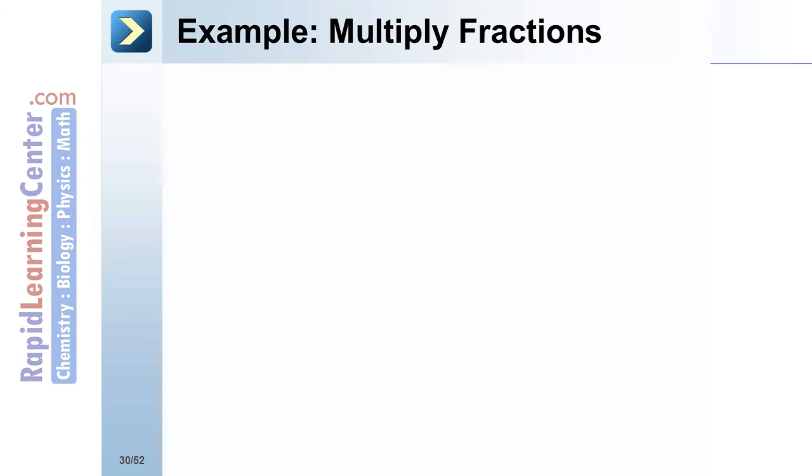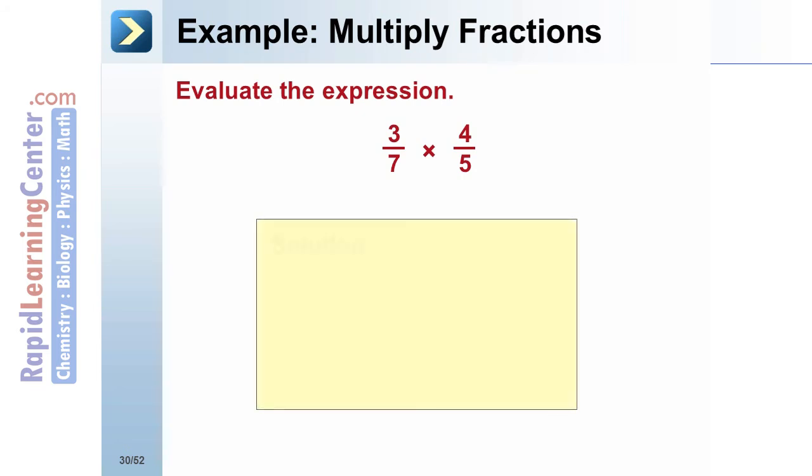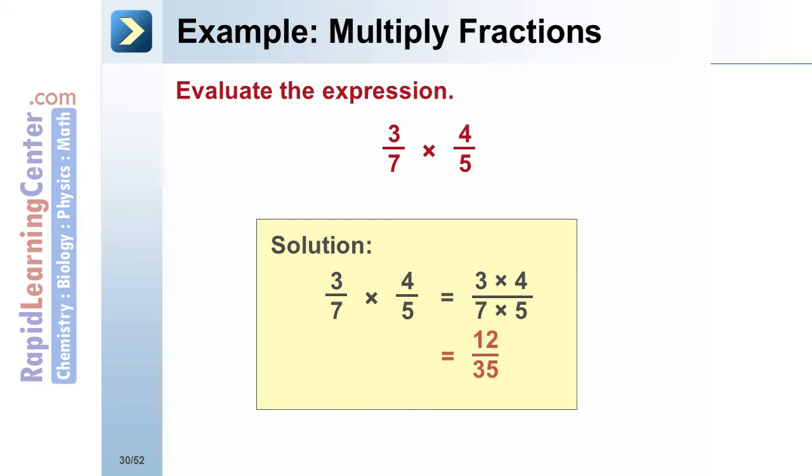Example: multiply fractions. Evaluate the expression 3/7 times 4/5. Solution: multiply the numerators and denominators to get 3 times 4 over 7 times 5. Simplify to get 12/35.